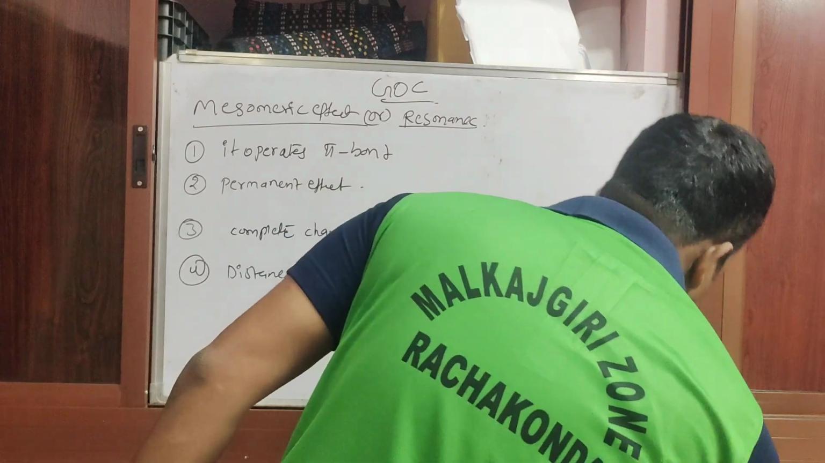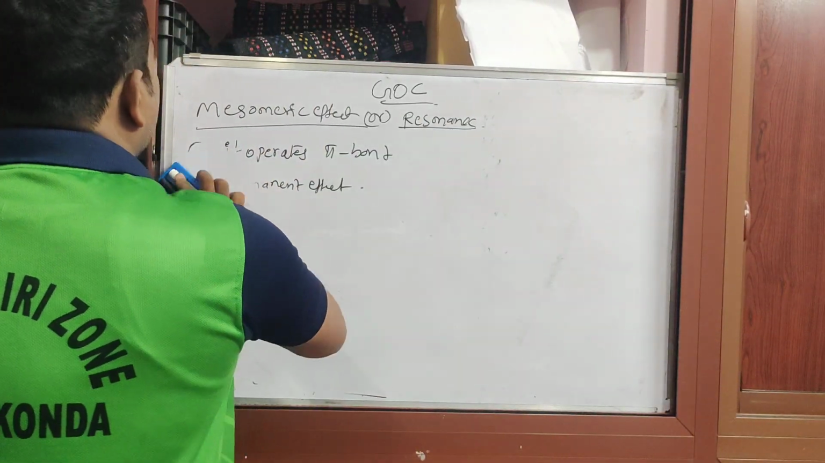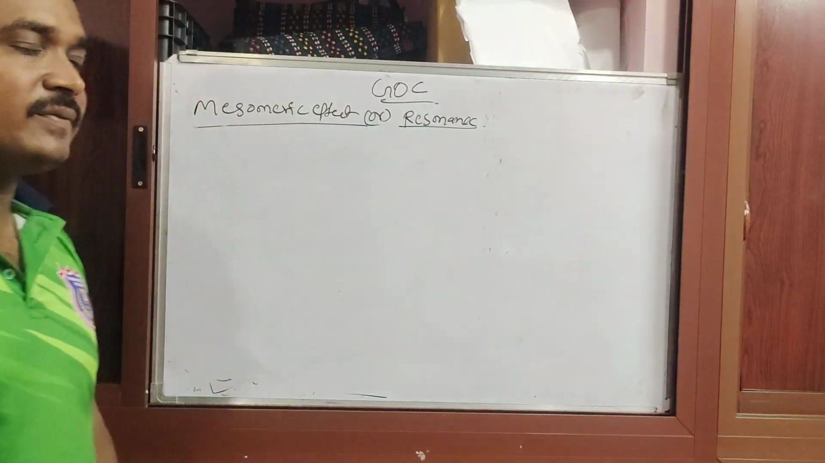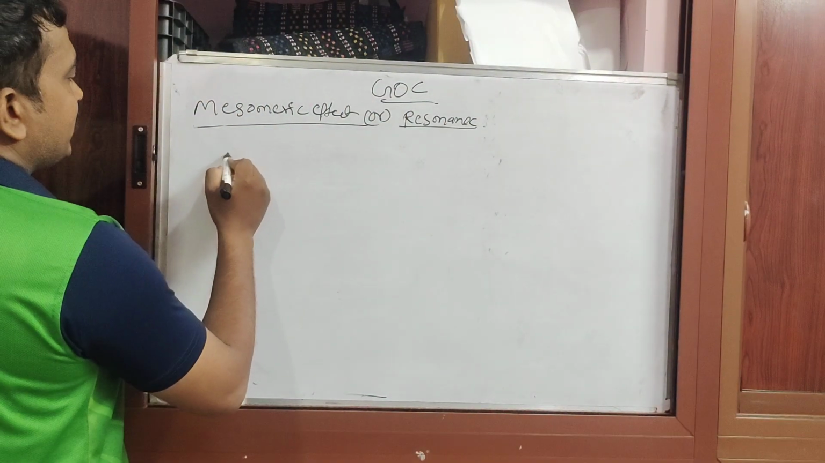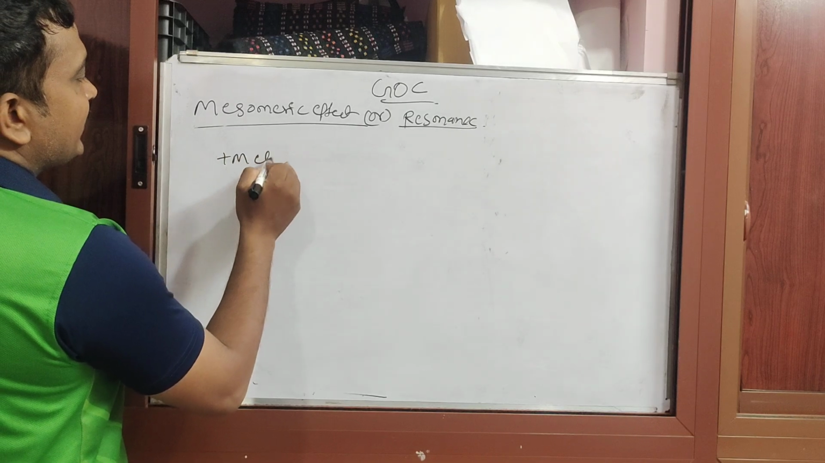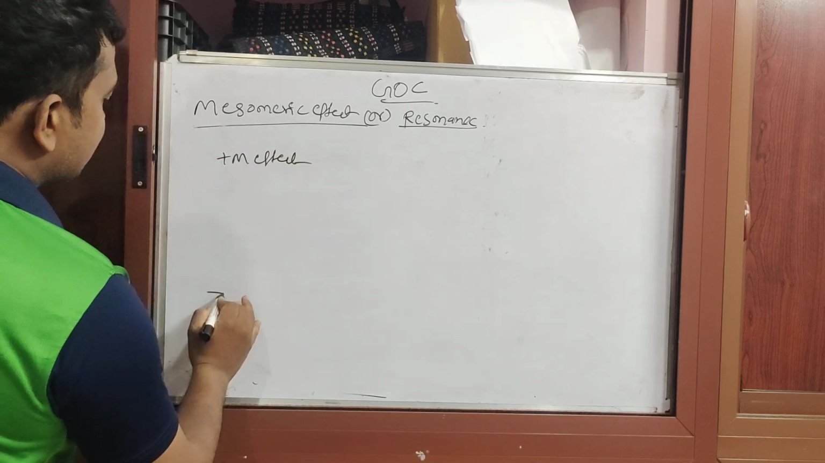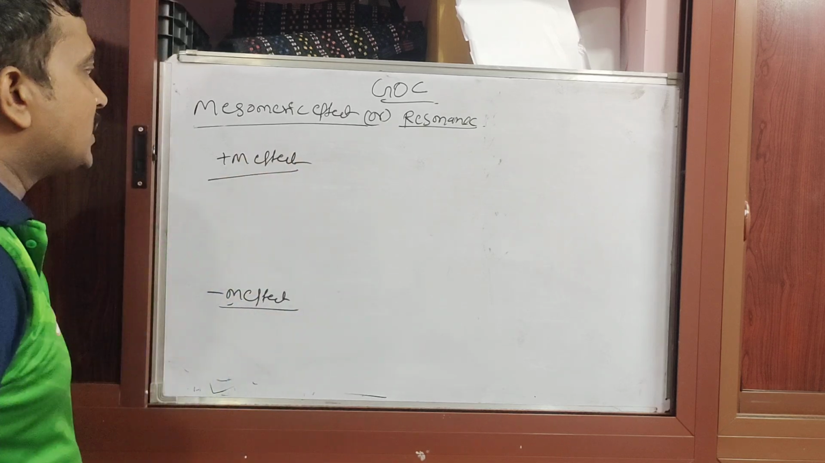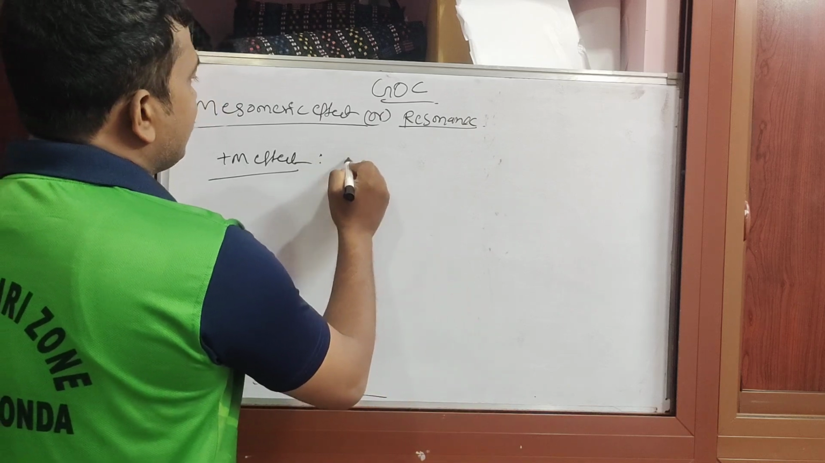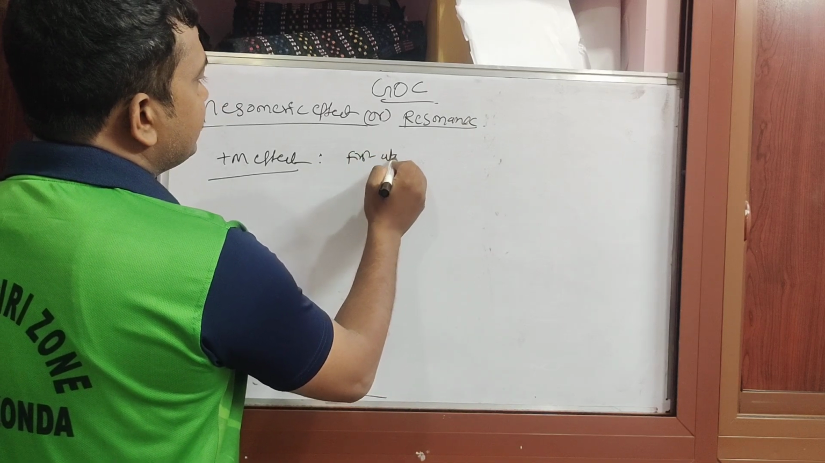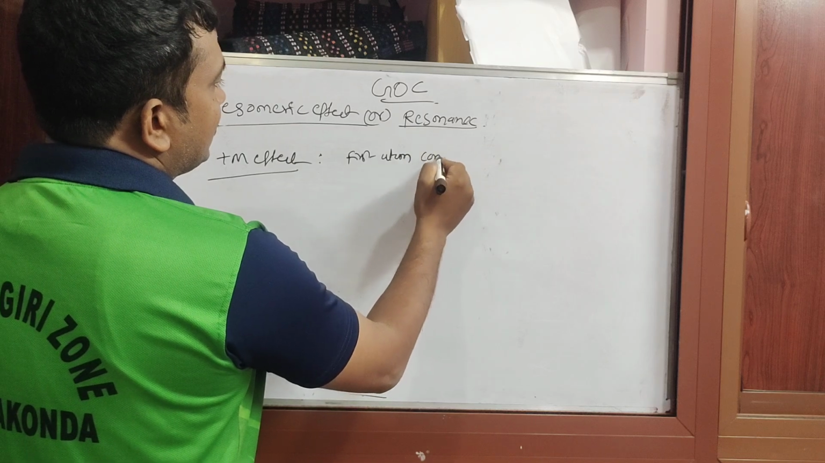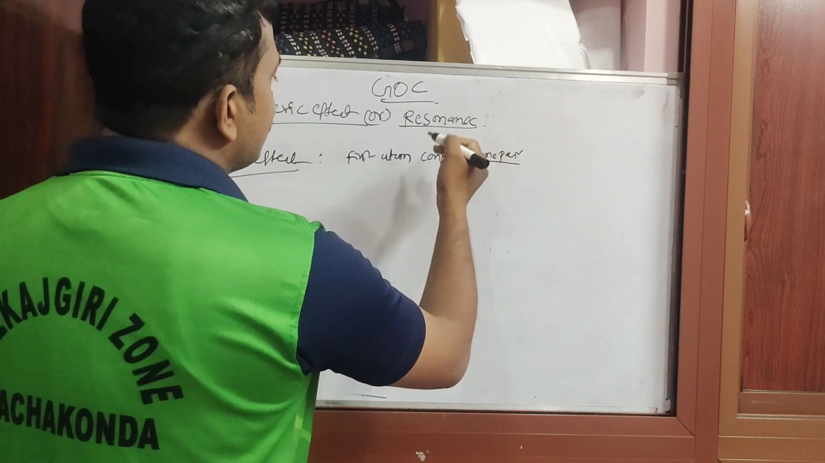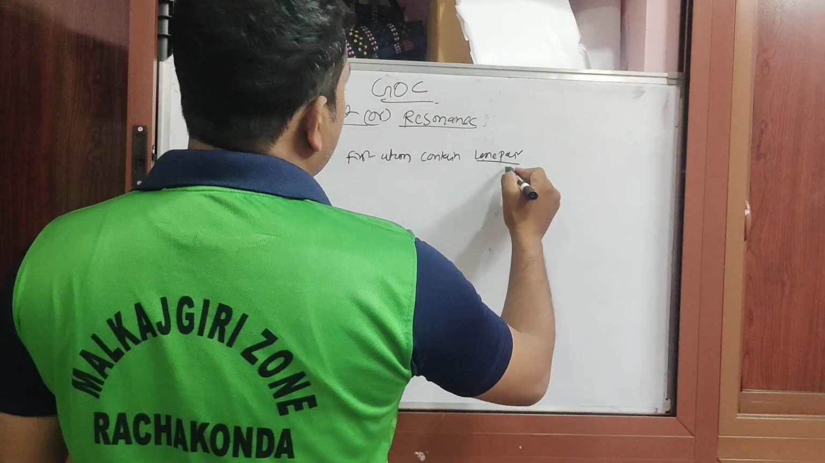Next, in mesomeric effect, how does it operate? There are 2 types of mesomeric effect. One is plus M effect, another one is minus M effect. What is plus M effect? What is minus M effect? If the first atom contains a lone pair, then it shows the plus M effect.